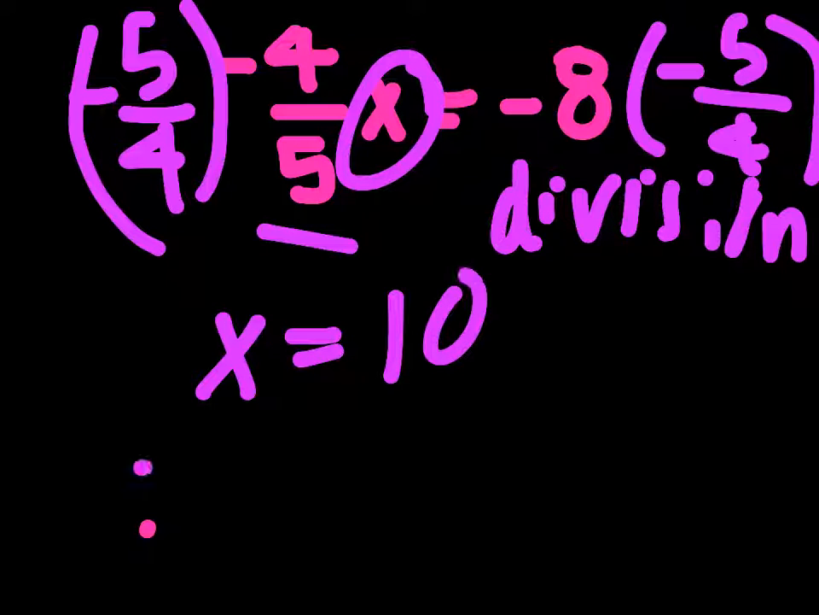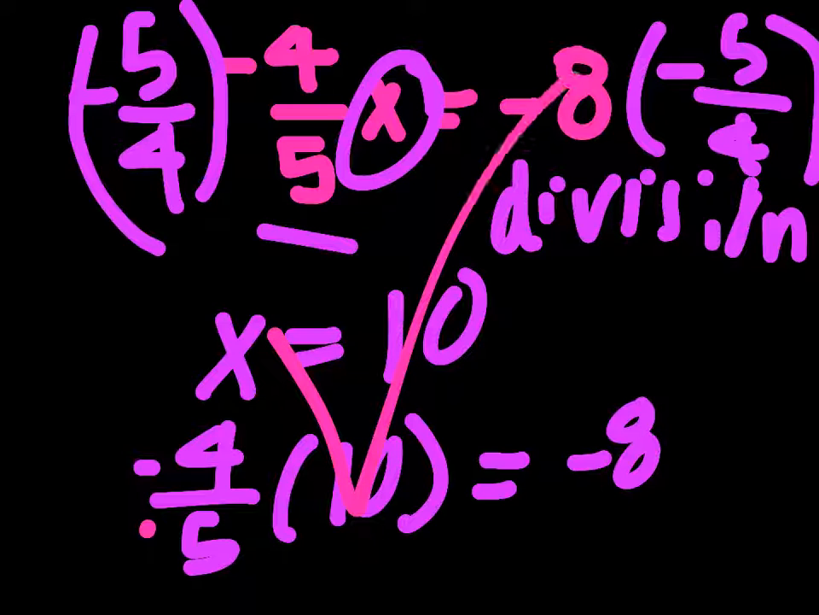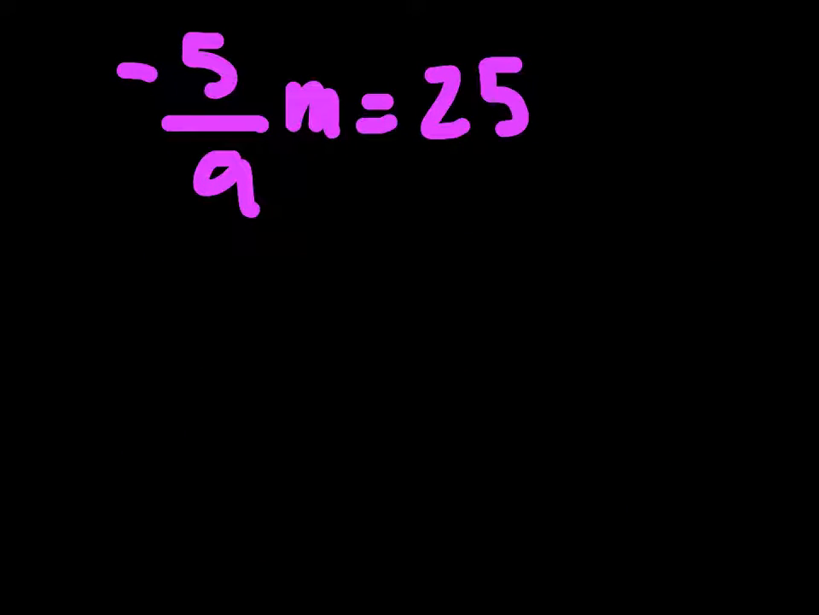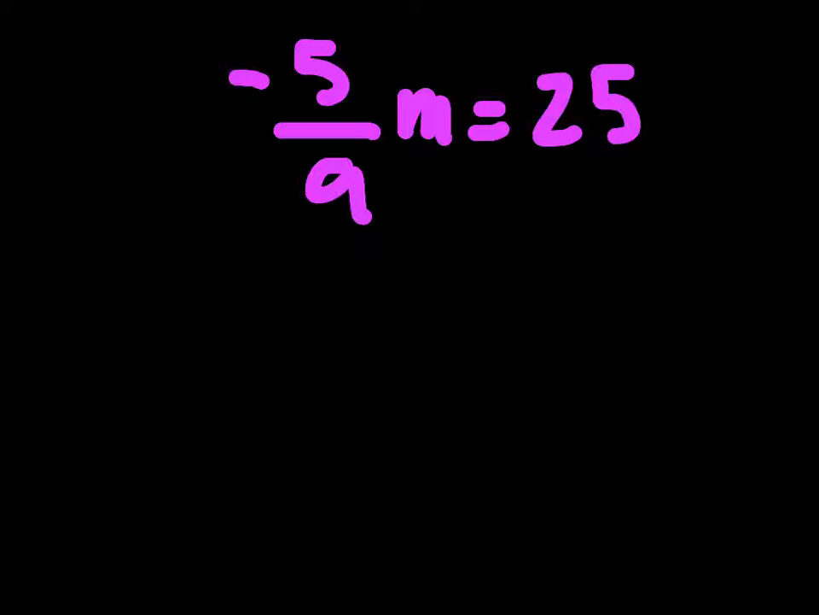See if it checks out. Negative 4 over 5 times 10 equals negative 8. Does it check out? Yep, it does. Alright, we got the right answer. So let's go ahead and try one on your own. So when you're ready, unpause the video and you'll get your answer.